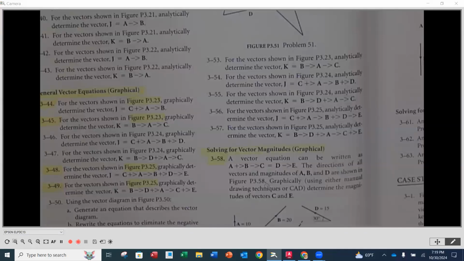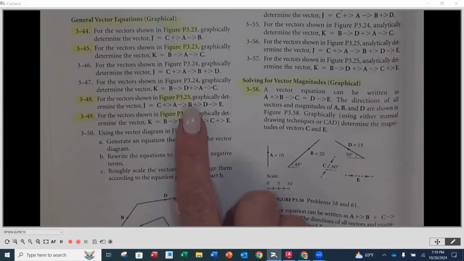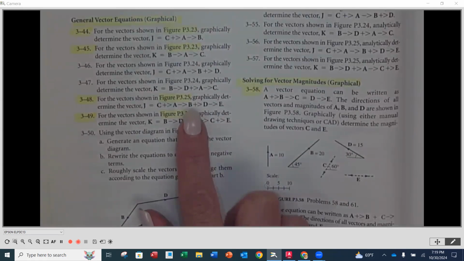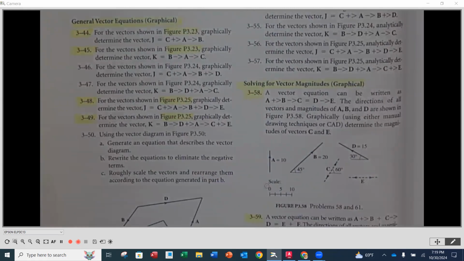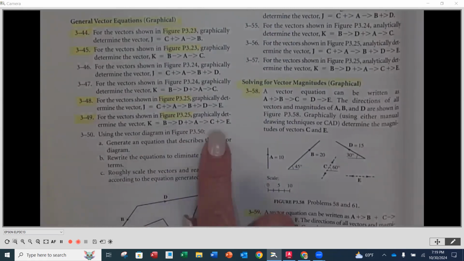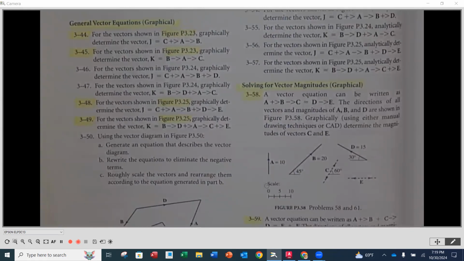And then you're going to notice that you're going to use figure 325, which you already drew the base vectors for, and you're going to do J is equal to C plus A minus B plus D minus E. And then you're also going to do 49, which is this equation here. Okay.